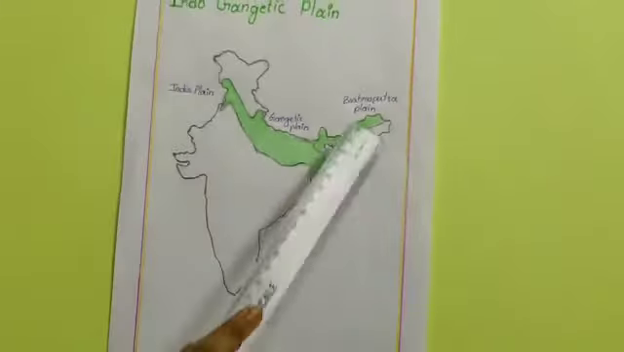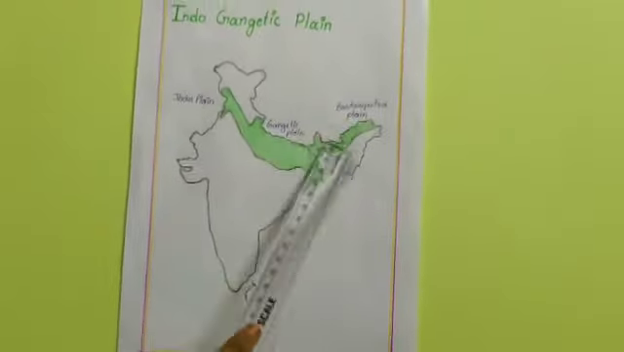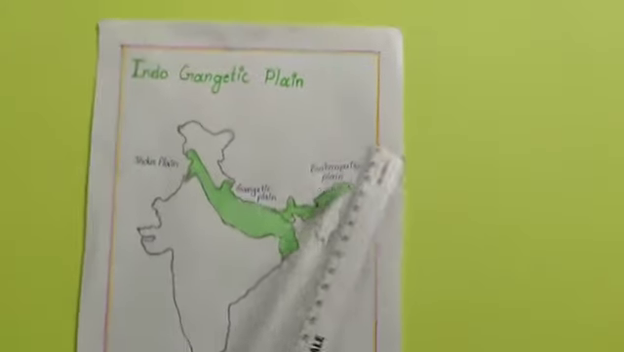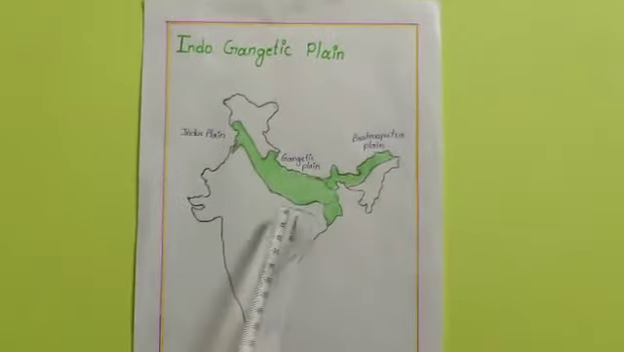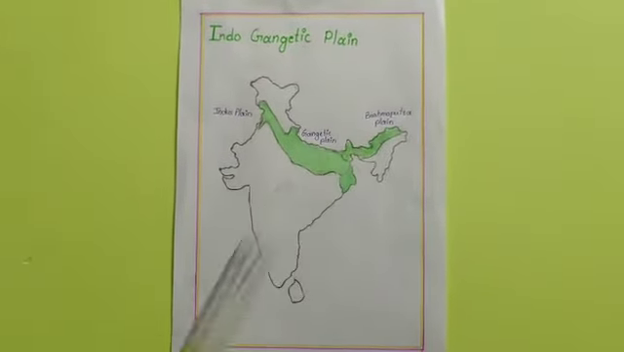Now let us discuss the eastern part, that is Brahmaputra plains. So this eastern plain is also called the Brahmaputra plain, and it is formed due to the Brahmaputra river and its tributaries. Tributaries are like Dibang, Lohit, and some parts are in Arunachal Pradesh and Assam in India.